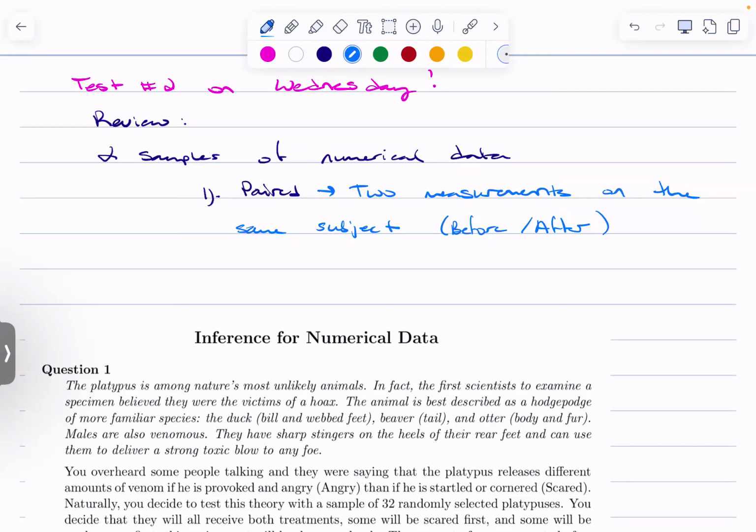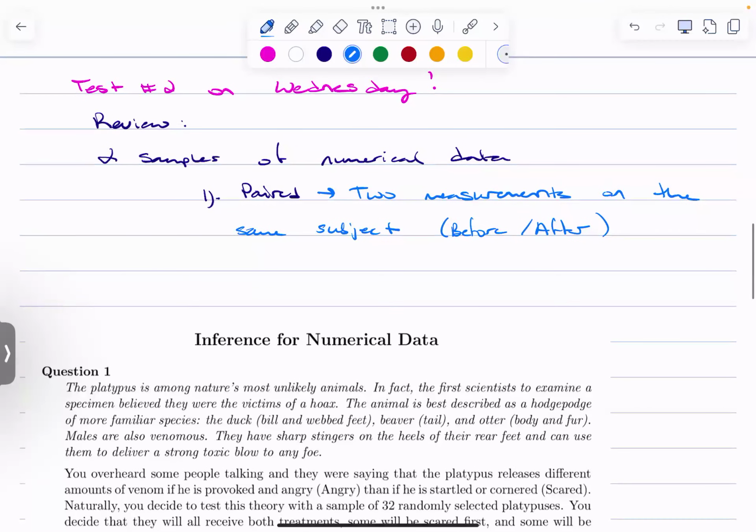I guess I could look into it. It's okay. But you've made 2 measurements on the same subject. Then we analyze the mean difference.